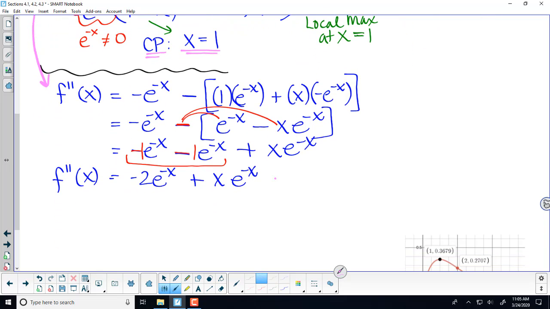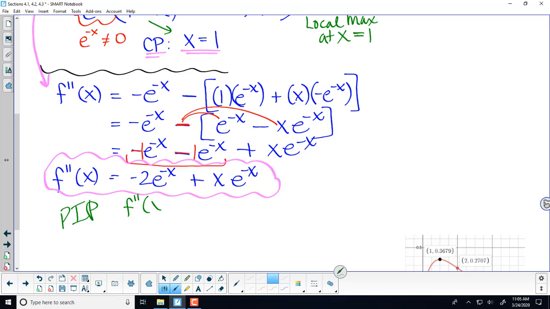The second derivative is what helps us find inflection points. Potential inflection points are where the second derivative is equal to 0. So let's find those.